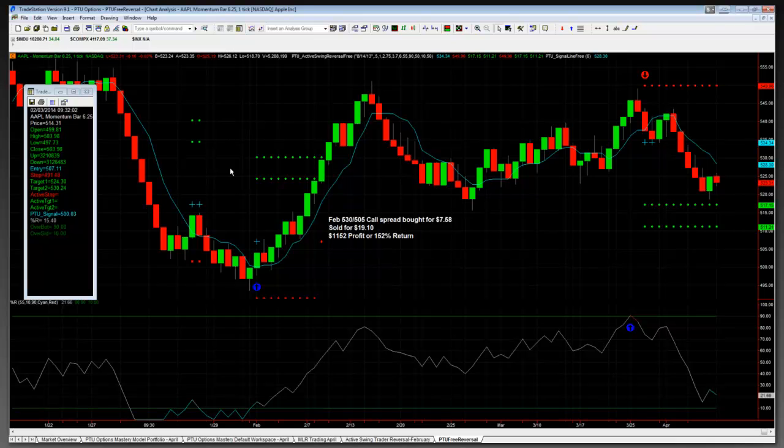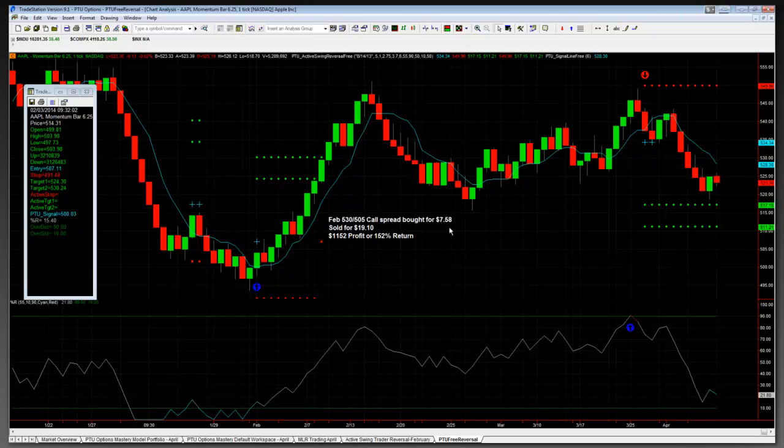Well, in this case, I put on a call spread. What this position looked like, I put on the 505-530 call spread. I bought the 505 call, and at the same time, I sold the 530 call option to help finance the trade. To put on this position, total cost here, $7.58. I put on a standard size contract, which represents 100 shares, so my total cost was $758 per spread.